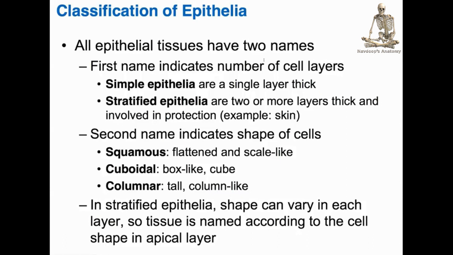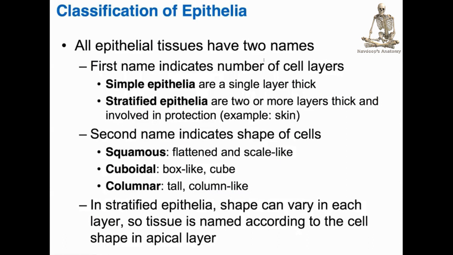And the second one is the stratified epithelia, which have 2 or more layers, are thick, and are involved in the protection function. As you studied in your skin chapter, the skin is comprised of stratified epithelium. And the second name of the epithelial tissue is about the shape of the cells.